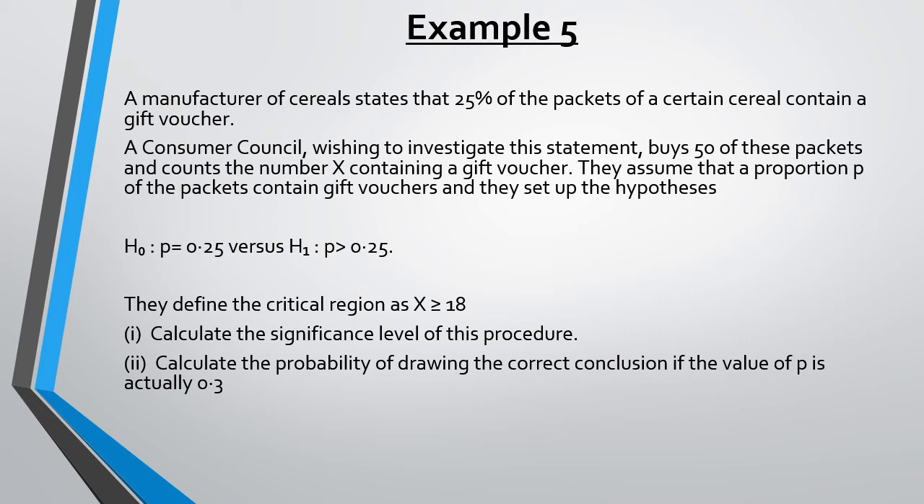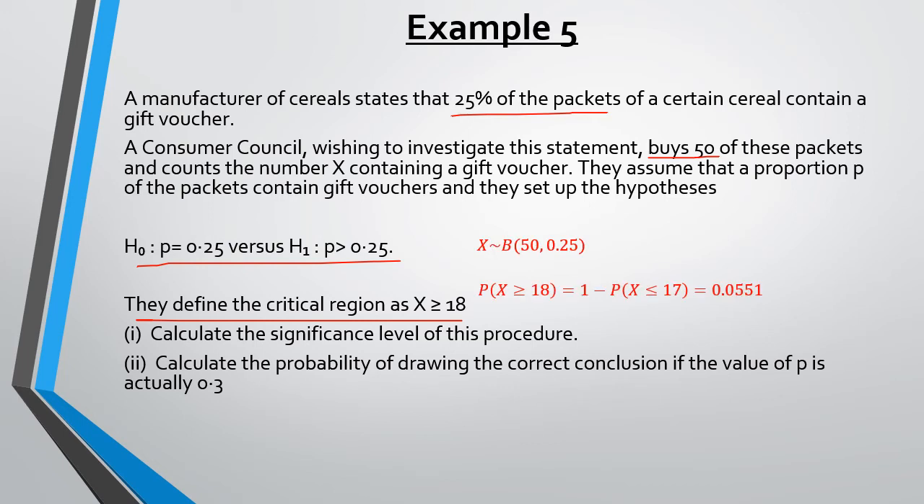A manufacturer of cereal states that 25% of the packets contain a gift voucher. They buy 50. They assume that the proportion p. Okay, so they're given this hypothesis here. They think it's more than 25%. They're giving us a critical region, and they want us to calculate the significance level of this procedure. So all I need to do here is remember significance level is rejecting the H0, so being in the critical region, which is x greater than or equal to 18. I've got n as 50, p is 0.25. Hopefully that will make sense to you.